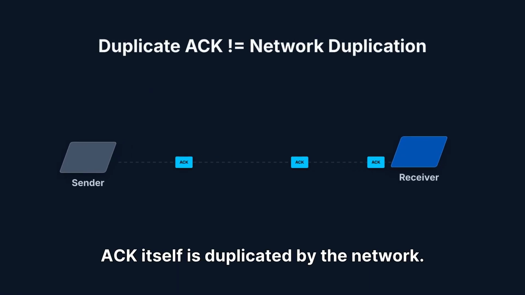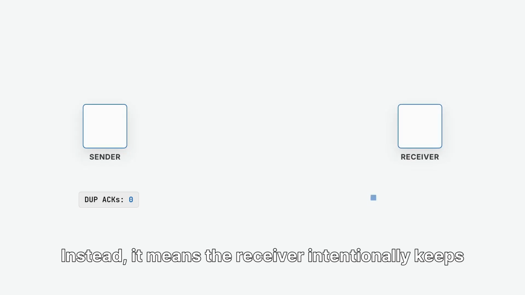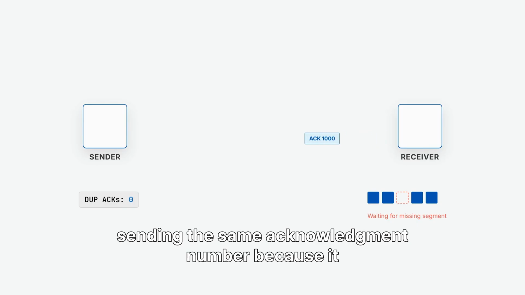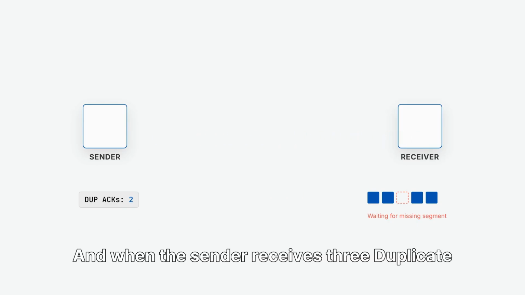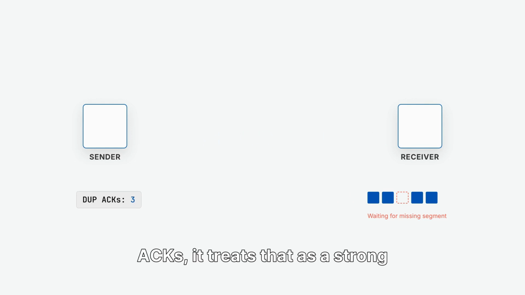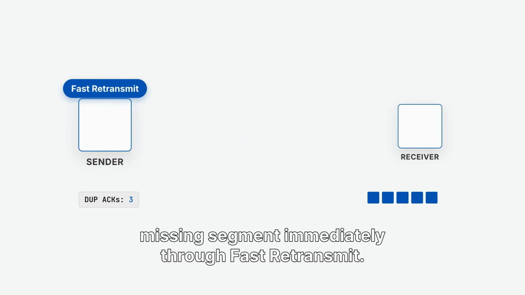The key idea to remember is this: a duplicate ACK does not mean the ACK itself is duplicated by the network. Instead, it means the receiver intentionally keeps sending the same acknowledgement number because it is still waiting for the same missing segment. And when the sender receives 3 duplicate ACKs, it treats that as a strong indication of packet loss and retransmits the missing segment immediately through fast retransmit.